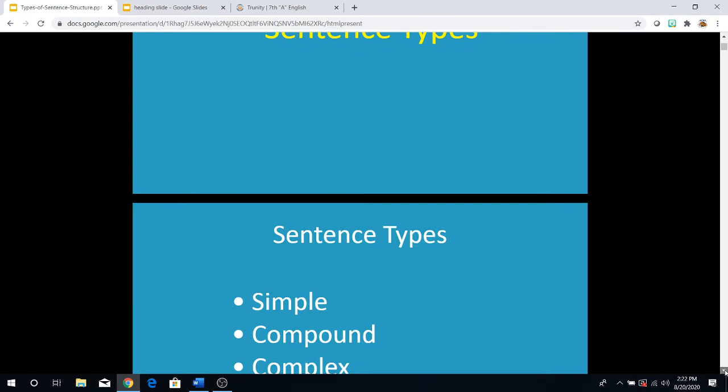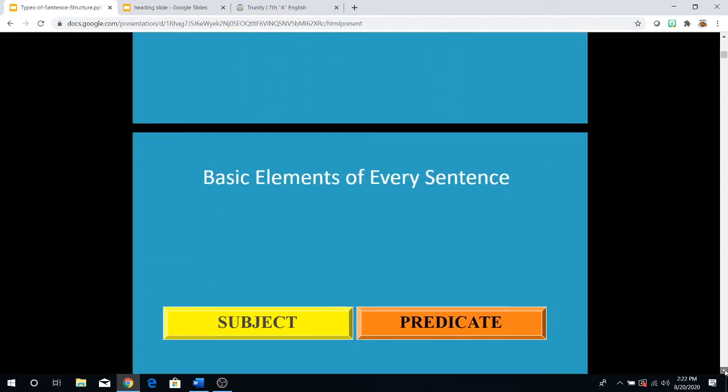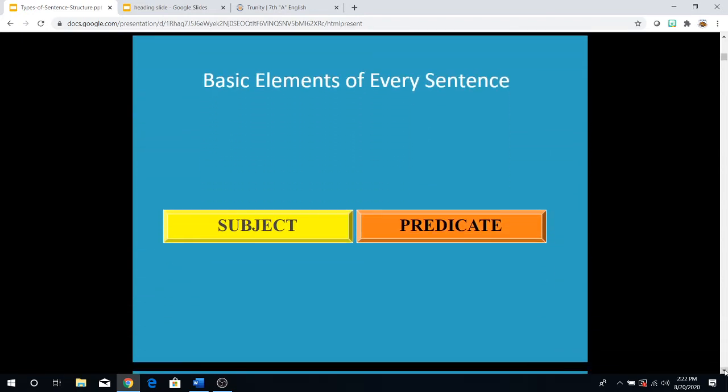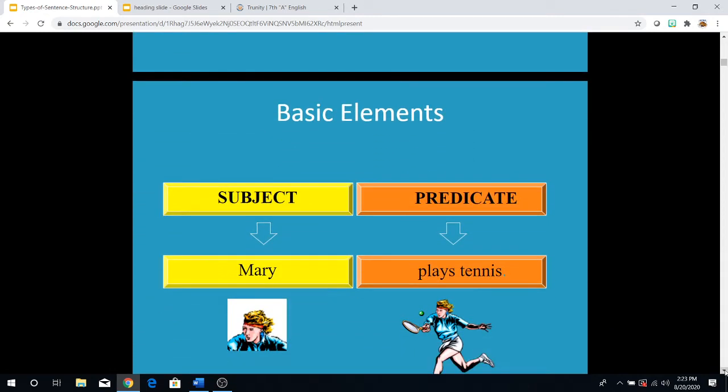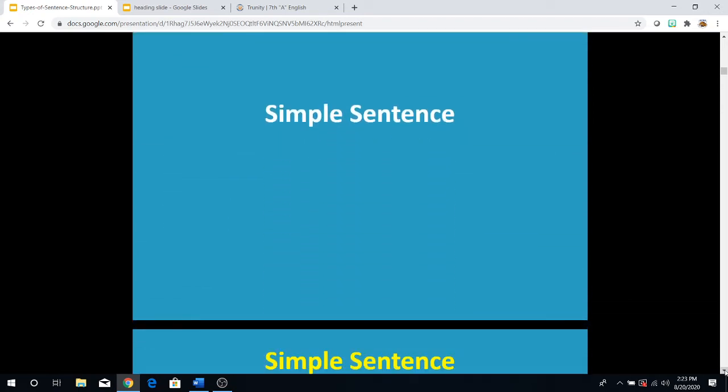Sentence structure, sentence types. There are 4 different types of sentence types. You have simple sentence, compound sentence, complex sentence, and compound complex sentence. Now, the basic elements of every sentence contains a subject and a predicate. The subject is the person, thing, place, animal, or idea that you're talking about, and the predicate begins where the verb is. Now, here's another example of the basic elements. For example, if the sentence were to be Mary plays tennis, the subject would be Mary and the predicate would be plays tennis.